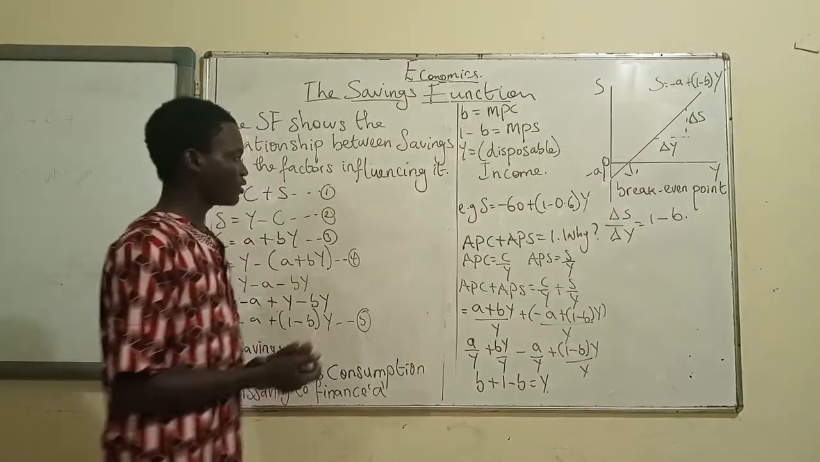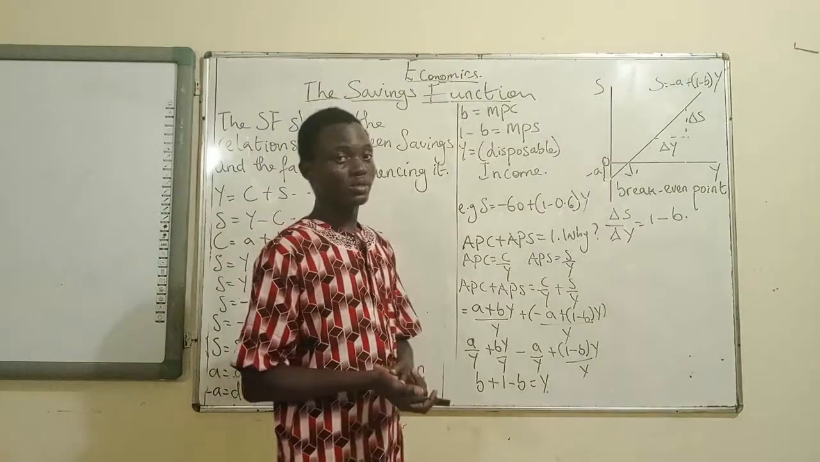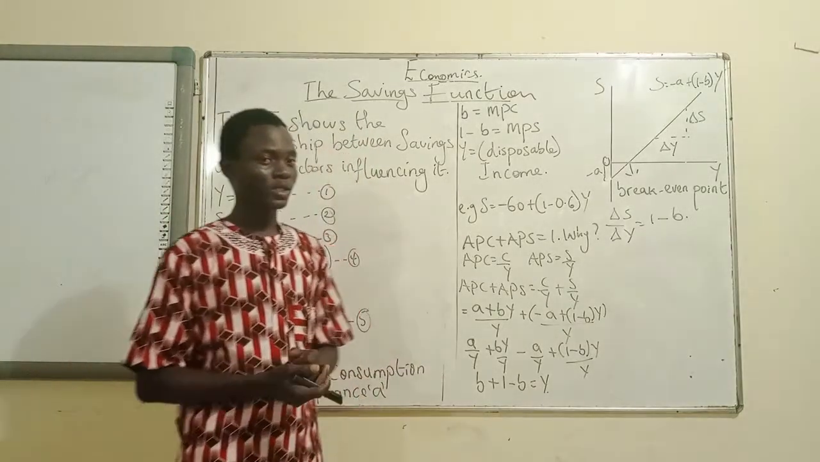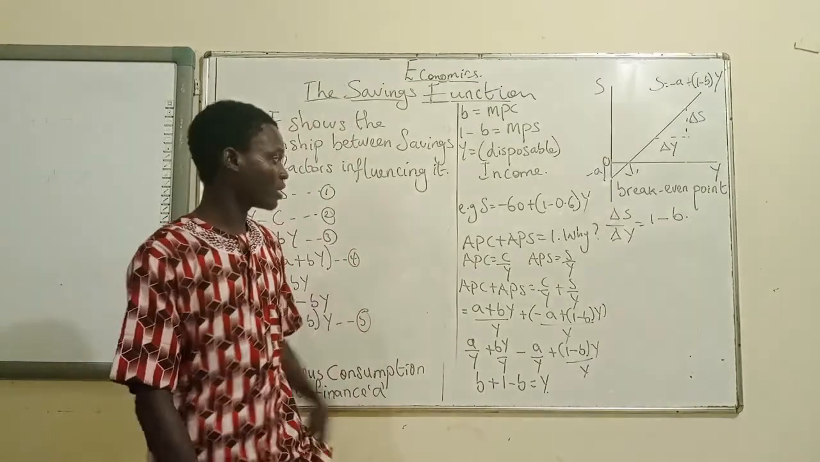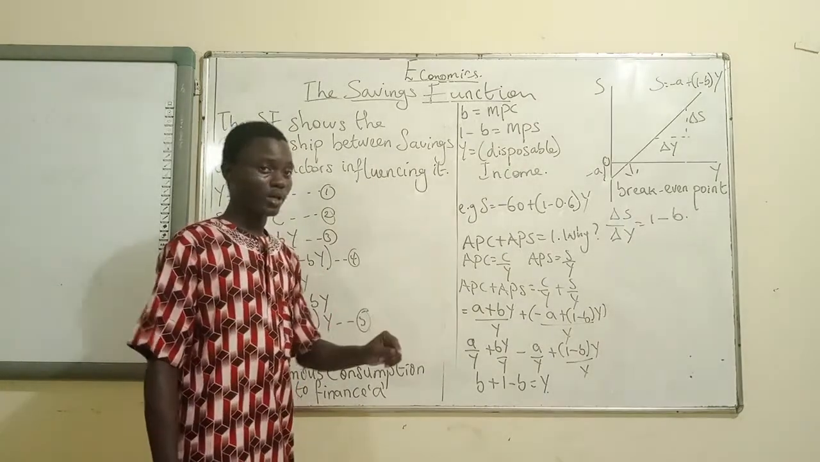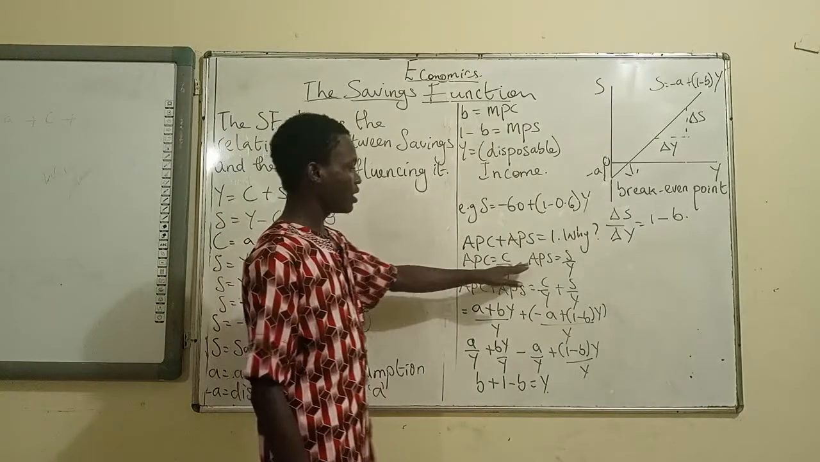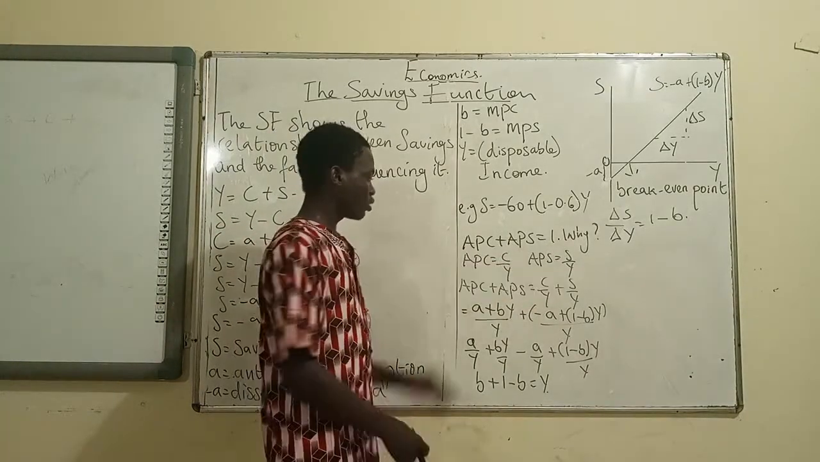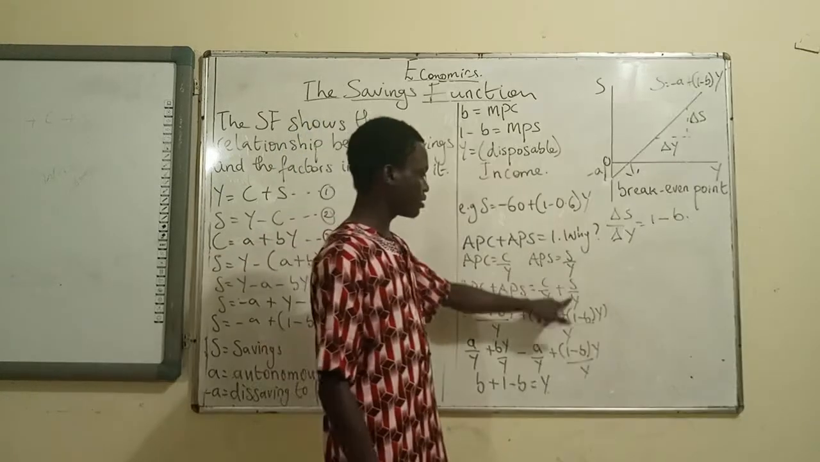Now from there, let's move into something a little bit interesting. APC plus APS is equal to 1. That is, the average propensity to consume and the average propensity to save is equal to 1. Why is that the case? There's a proof here. Recall that APC is equal to C over Y, which is the part of income that is expended on consumption, and the APS is equal to S over Y. So APC plus APS is equal to C over Y plus S over Y.